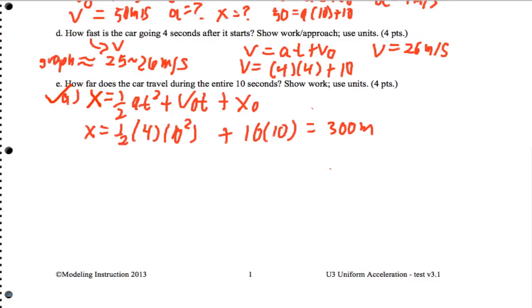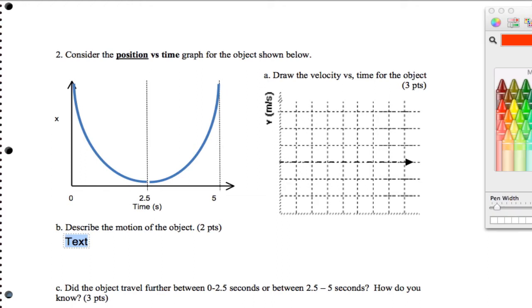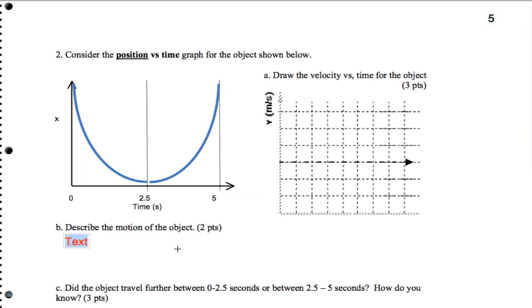All right, now we're going to move on to problem number 2 right here. So we have the position versus time graph, and we're going to describe the motion of the object. And we're going to keep that pretty straightforward. I'm going to go ahead and write that out as simply as I possibly can. So here's what's going on.